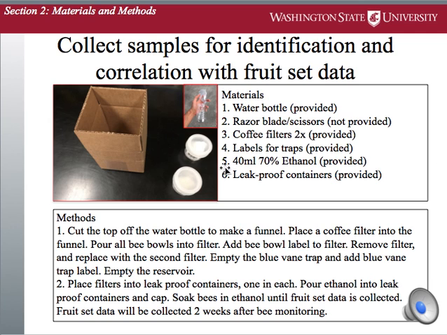So on the left hand side you can just see that there's a mailing box here. I've given you a mailing box, and I'll explain on the next page what the mailing box is used for. And then also here you can see your leak proof containers with your filters folded up inside of them as examples.